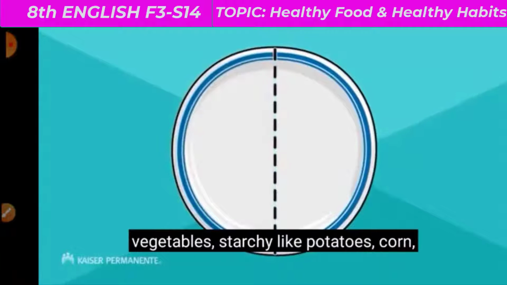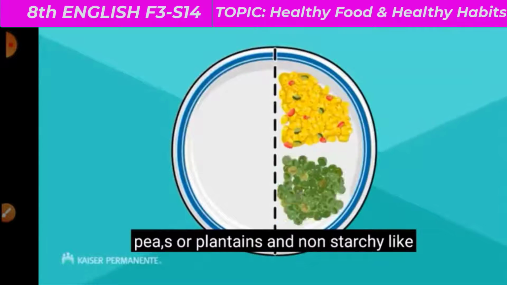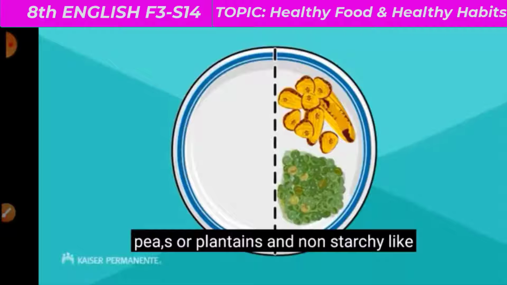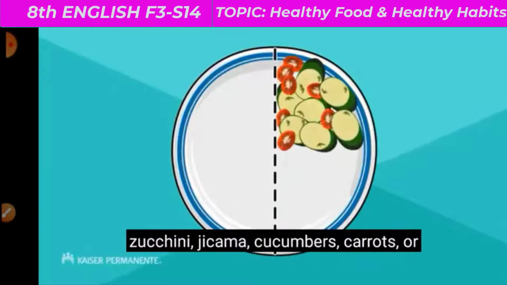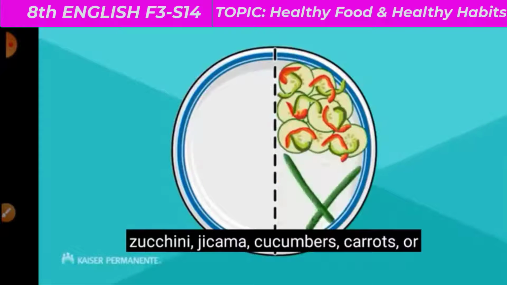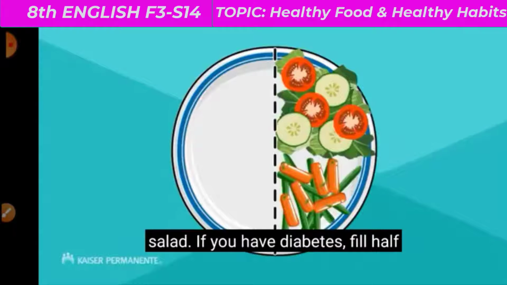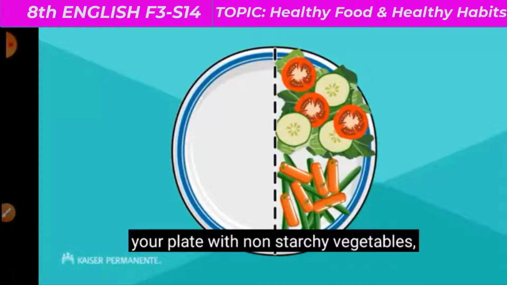There are two types of vegetables: starchy, like potatoes, corn, peas, or plantains, and non-starchy, like zucchini, jicama, cucumbers, carrots, or salad. If you have diabetes, fill half your plate with non-starchy vegetables.